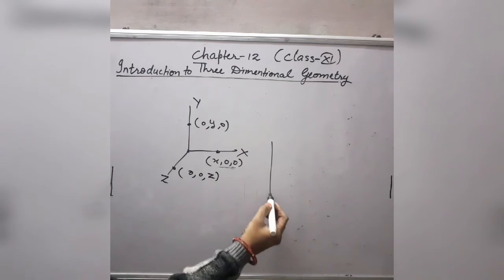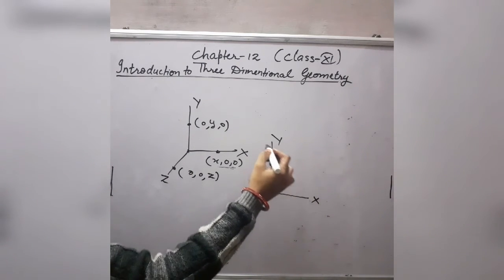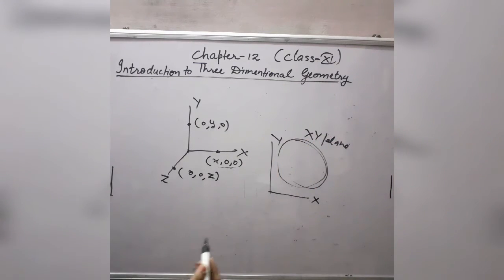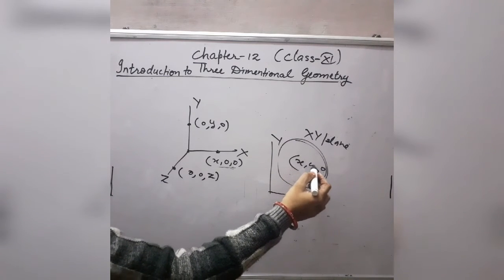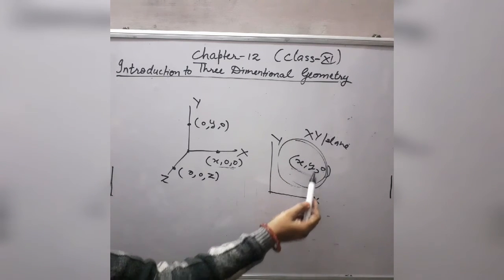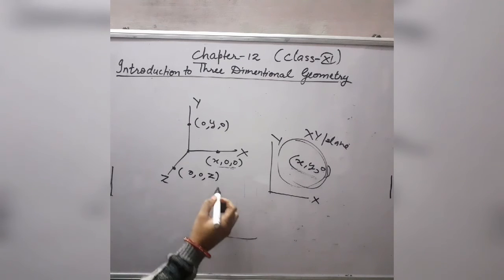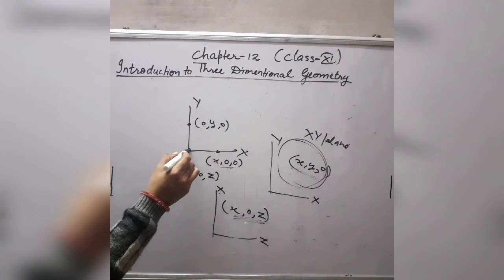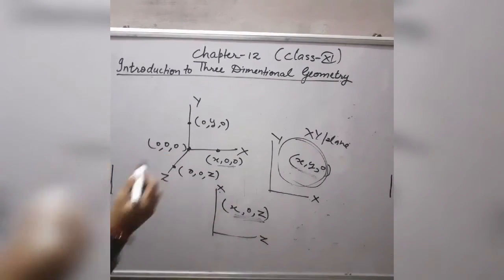And if any point lies in the xy plane, let us suppose this is the x-axis, this is the y-axis, and this plane is known as the xy plane. If any point lies on the xy plane, in that case the value of z will be 0. It means the point will be of this form. Similarly, if any point lies on the xz plane, the value of y will be 0. It means the coordinates of the point will be in this form. And just like in two dimensions, this is the origin where all three axes intersect. So the coordinates of the origin are 0, 0 and 0.